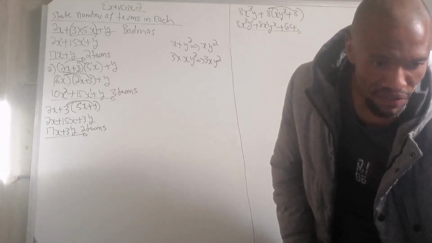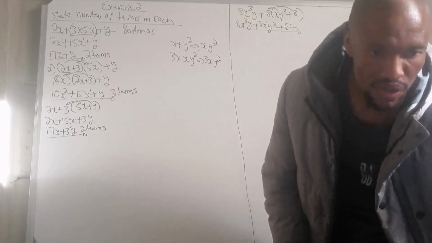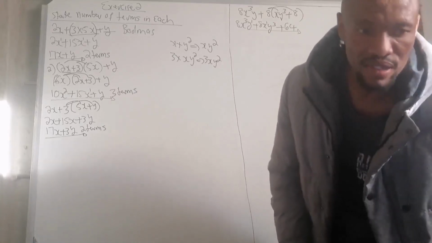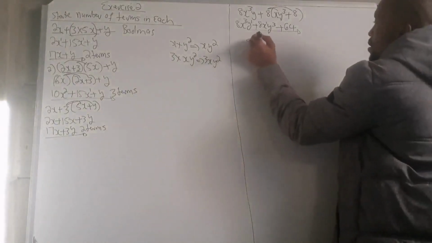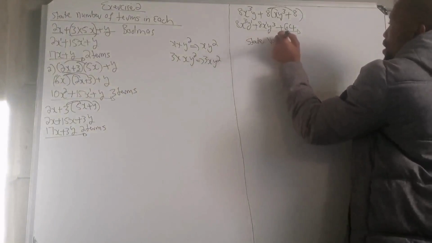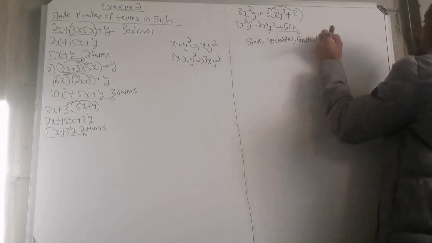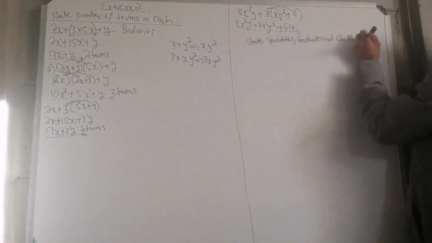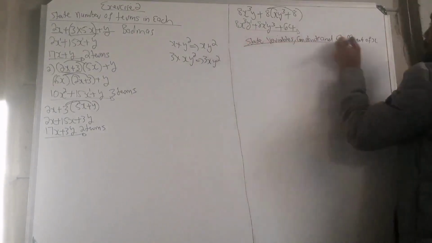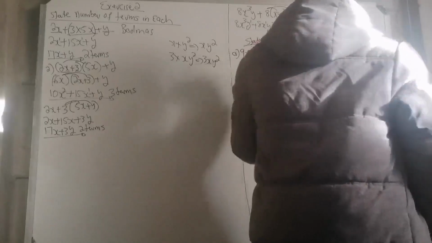Because I've been very careful with my selection. They say here, state the variables, the coefficients of x and the constant in each of the following. So they want us to state variables, constants, and coefficient of x in the problems that will be provided. Now the first one, it's 9x plus 10.